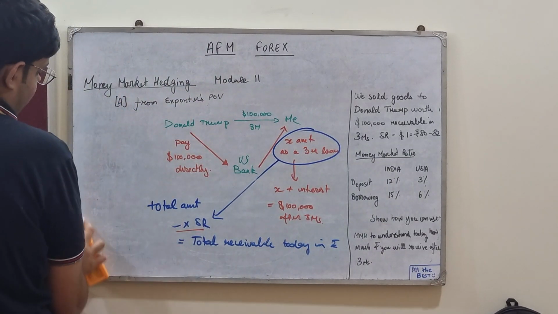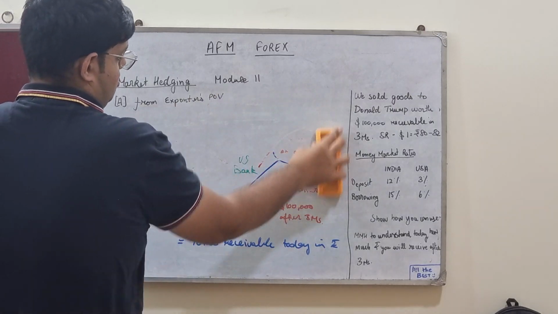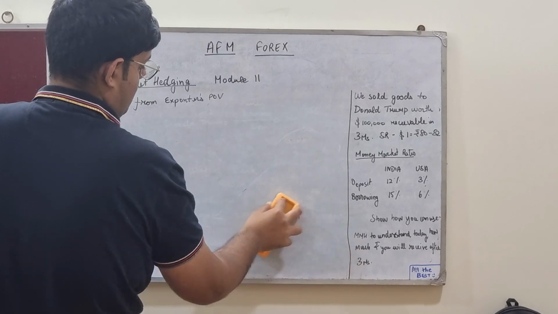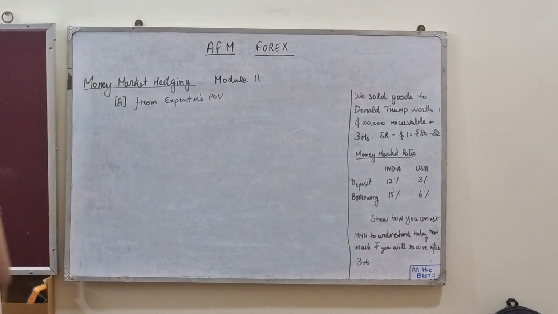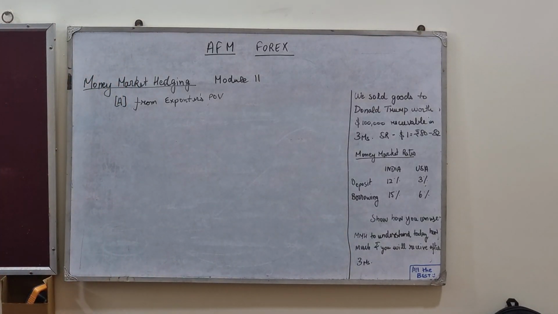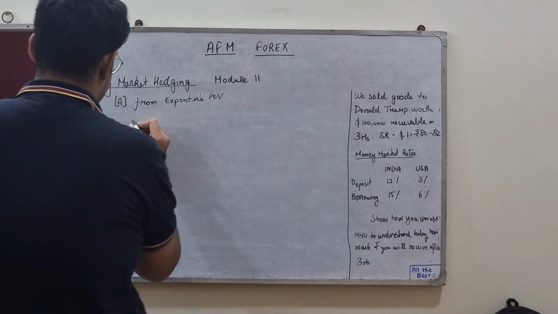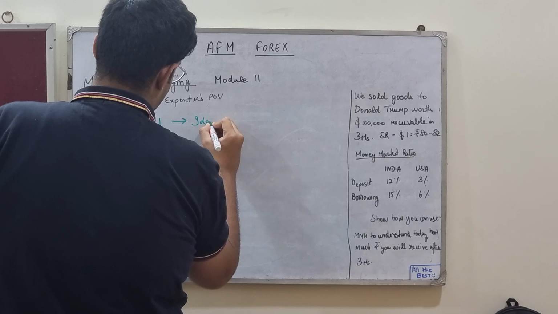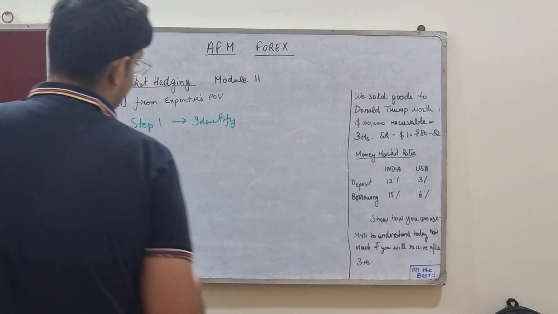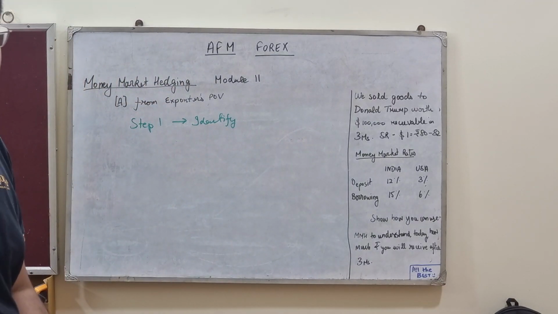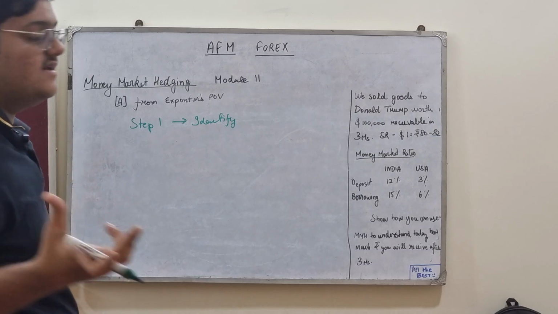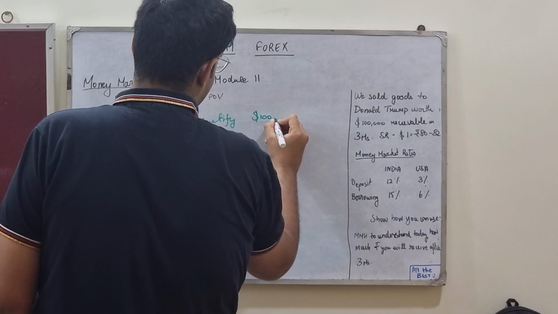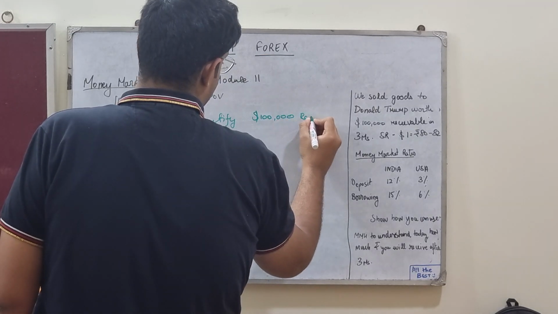There will be 5 steps. Should be very, very simple. Alright, the first step would be step 1: Identify. We need to identify if we are going to receive money or if you're going to pay money. We need it to be clear. So here it's very clear, very evident that we're going to receive $100,000 receivable.